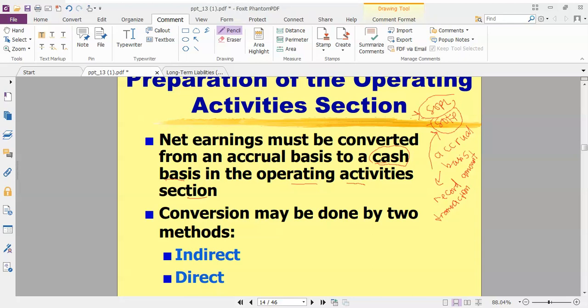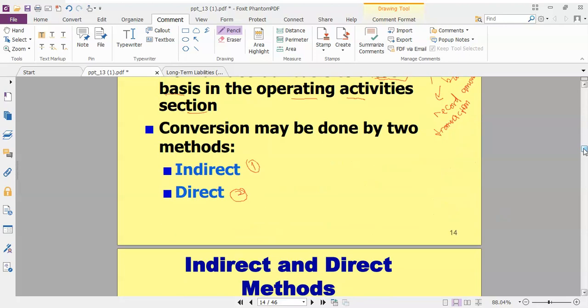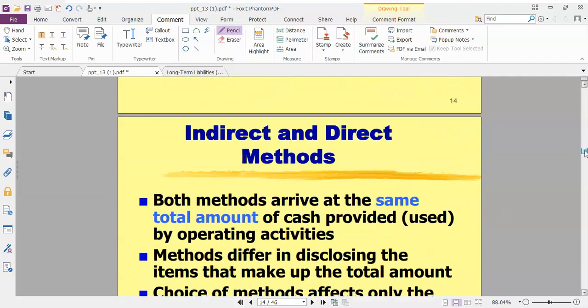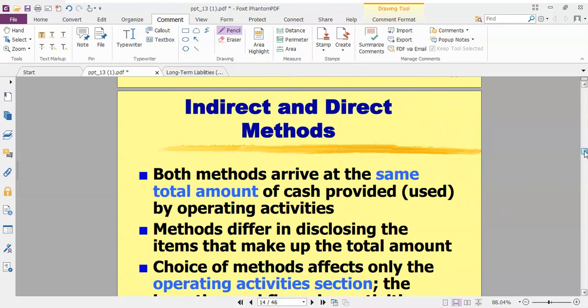There are two methods to prepare the cash flow statement. The first one is the indirect method. The second one is the direct method. There is a difference between the two methods.